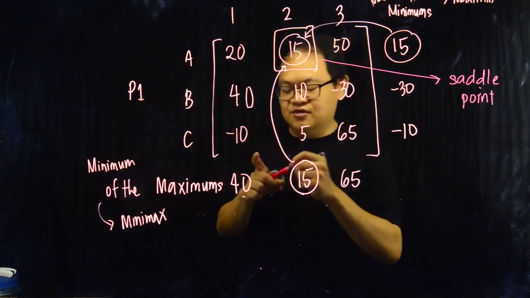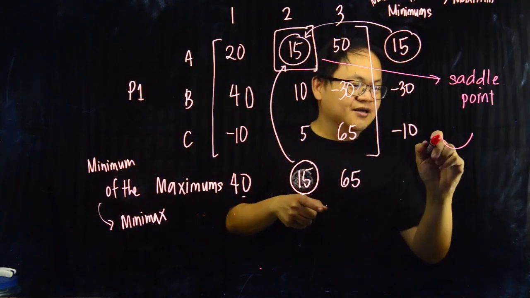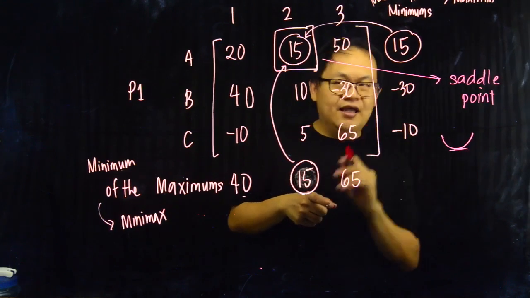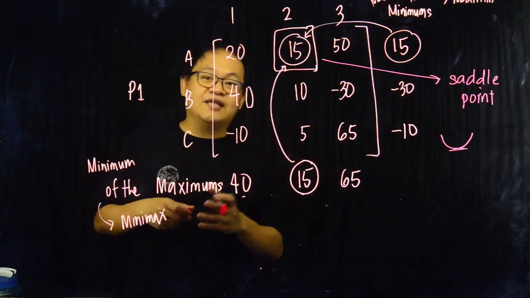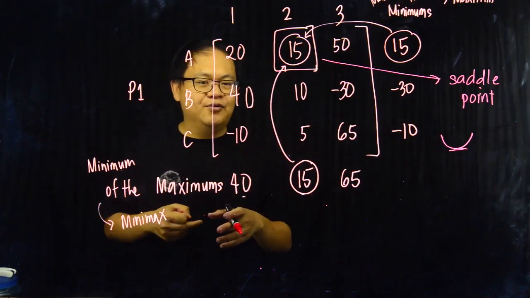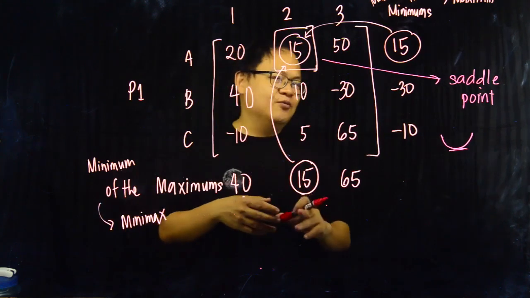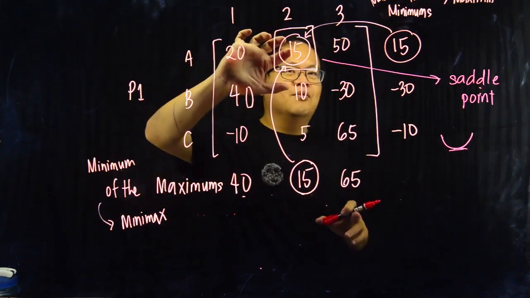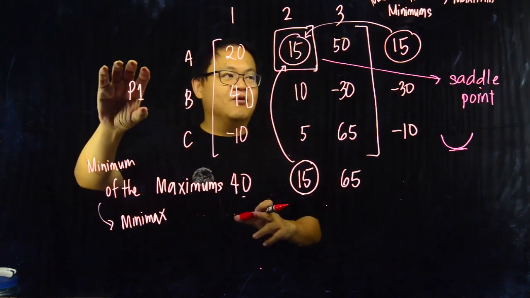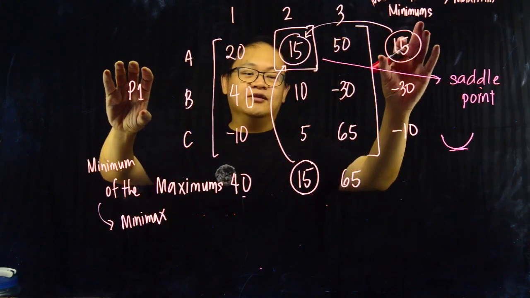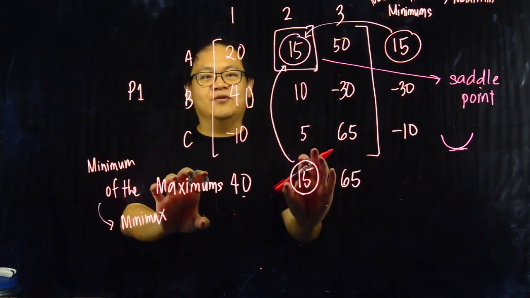Okay? Why is this called a saddle point? If you remember a saddle, upuan ng kabayo, diba? A saddle is the most stable point when you're riding a horse. So essentially what we're saying here is this 15 is the most stable decision. Why? Because from the point of view of player 1, that's the best, given the worst. From the point of view of player 2, this is the best, given the worst.